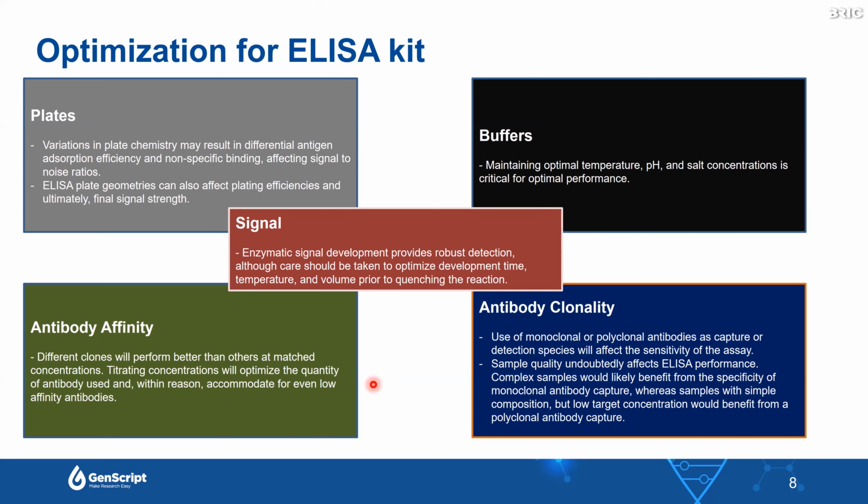Other than that, ELISA performance is highly dependent on the antibody affinity. Different clones will perform differently. Antibody concentrations need to be titrated and optimized to accommodate even low affinity antibodies. Negative control is crucial for kit development, as increasing the antibody concentration will impose a higher risk of non-specific binding. Selection of which antibodies serve as capture or detection will also affect the sensitivity of the assay.